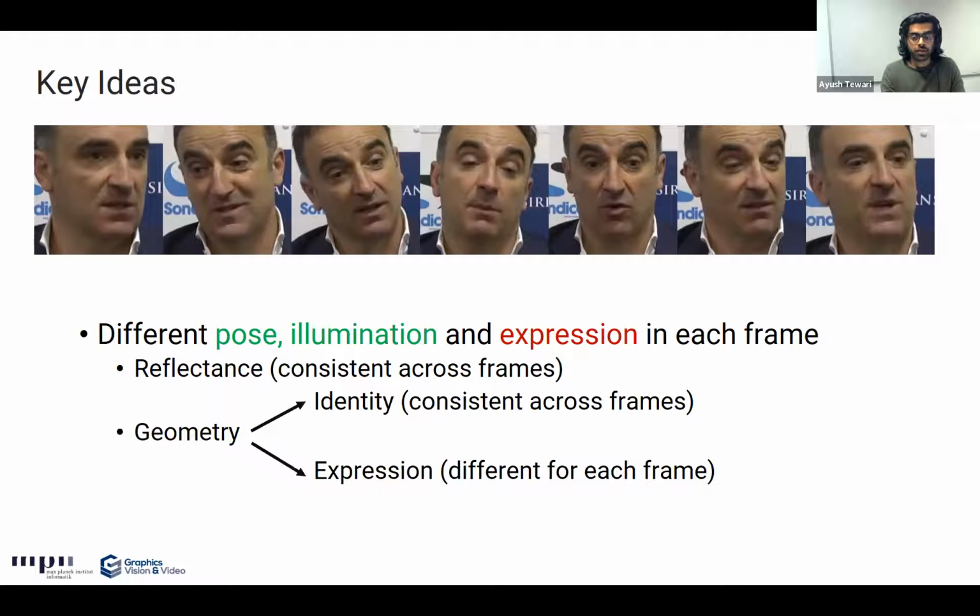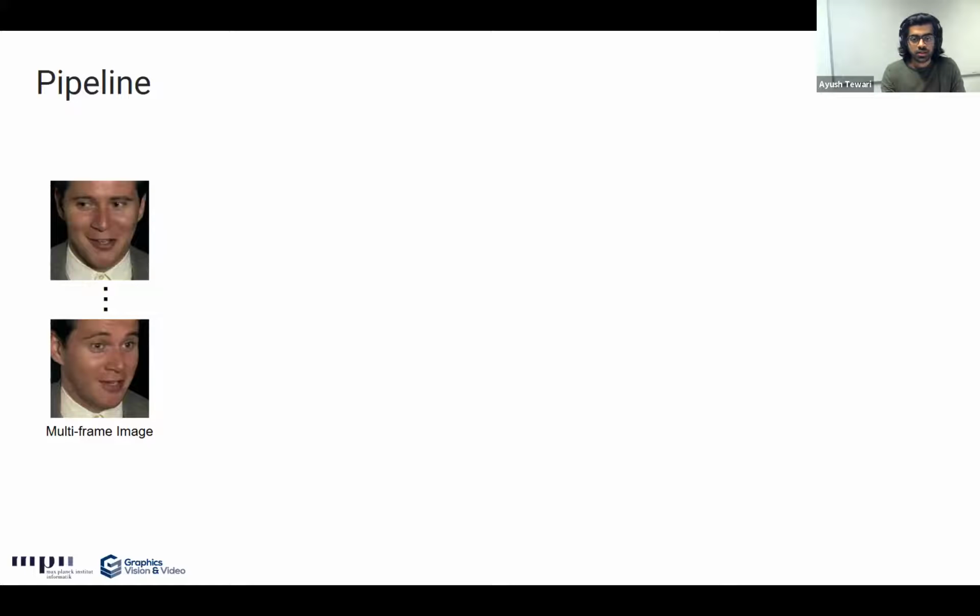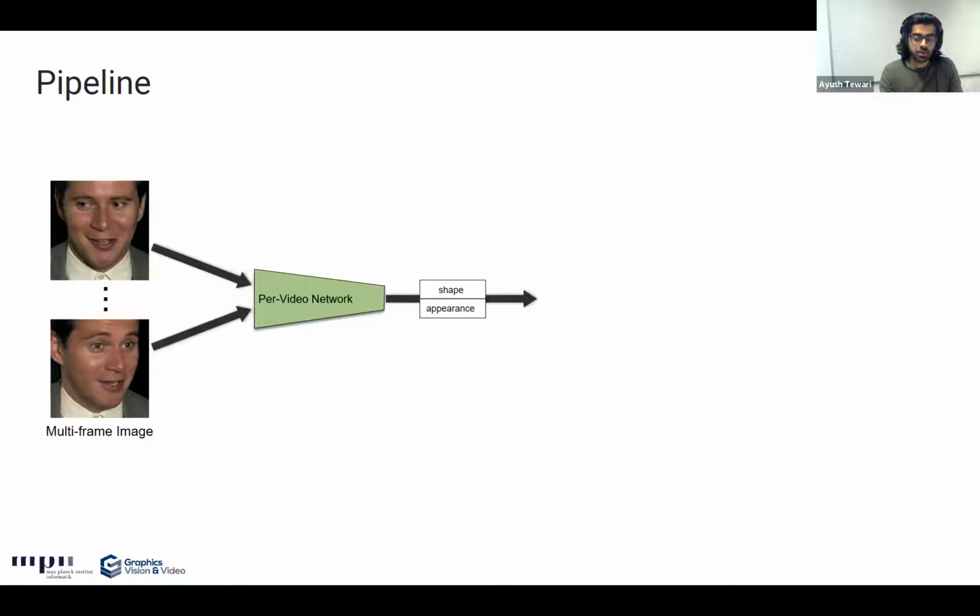Now for the geometry, we can decompose this into two components. We first have the identity component, which we again assume to be consistent across each frame. And then we have the expression component, which is going to be different for each frame. With that, we design a network architecture, which first has a per-video network, which accumulates the features from each frame in the video and predicts the identity, shape, and appearance parameters. The network is designed to predict only one set of parameters by merging information from all the frames. So by design, the identity, geometry, and reflectance are going to be consistent for each frame.